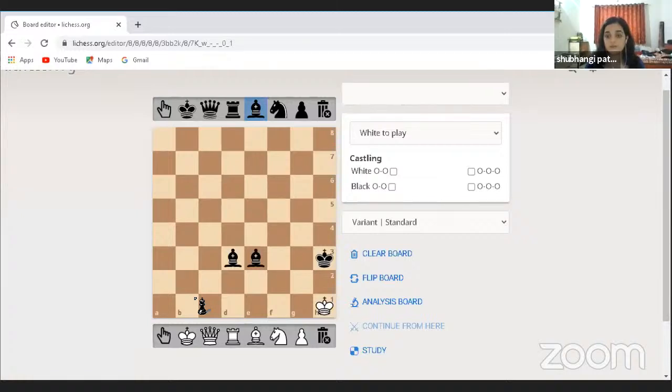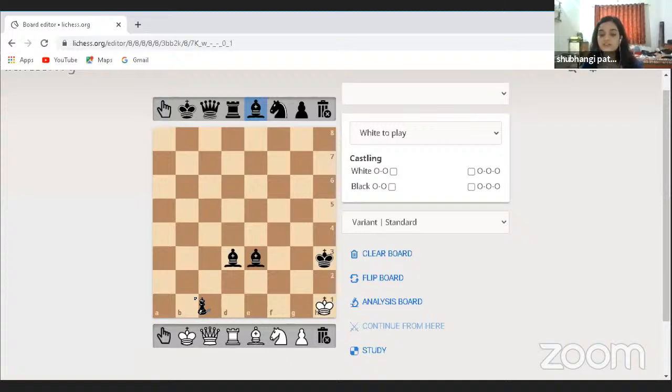See on the chessboard, mate in one move, and it's black to move. Think about it. Mate in one move. You have to mate in one move.